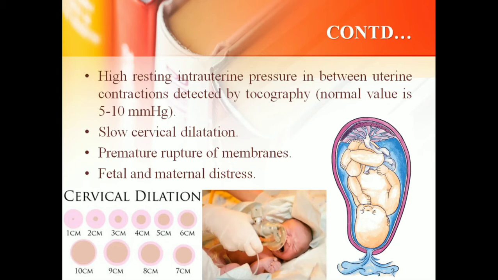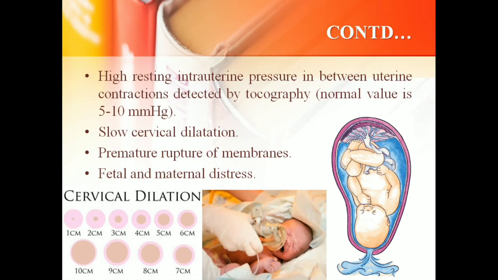Then high resting intrauterine pressure in between uterine contractions is detected by tocography. So when we do tocography, what will happen? We detect high resting intrauterine pressure, that is in between the uterine contractions. The pressure in between the contractions is high when detected by tocography. The normal value is 5 to 10 mmHg, and it will be higher than this.